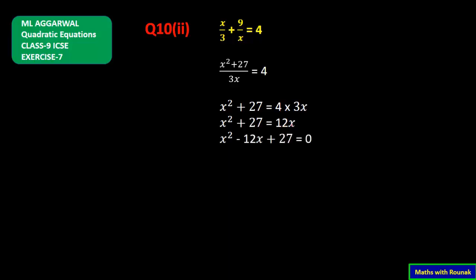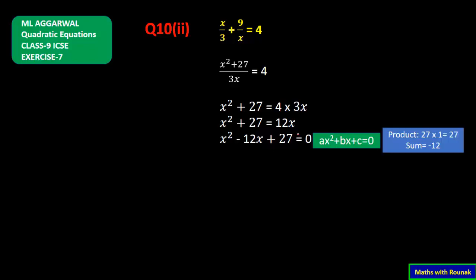Then the equation will become x square minus 12x plus 27 is equal to 0, which is in the general form of a quadratic equation, ax square plus bx plus c is equal to 0. Now we have to split minus 12x into two such numbers such that their product is 27 into 1, 27 which is the constant, into 1 which is the coefficient of x square, and the sum as negative 12. Those two numbers should give the sum as negative 12.